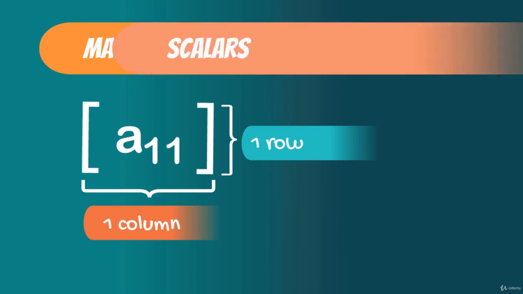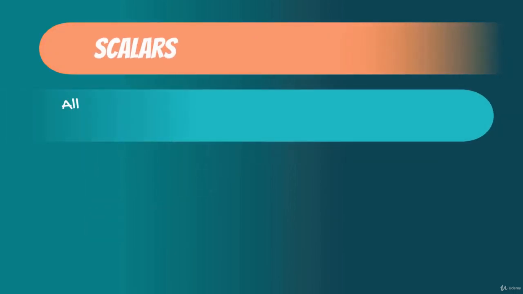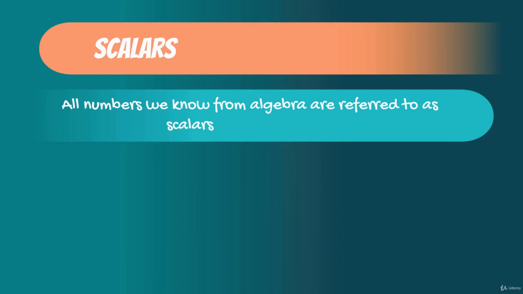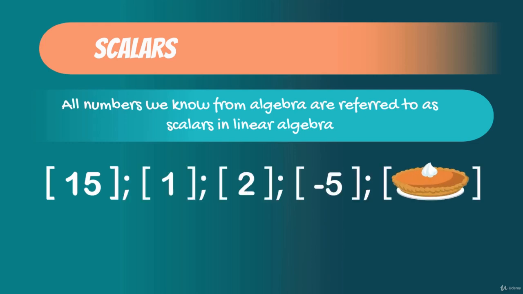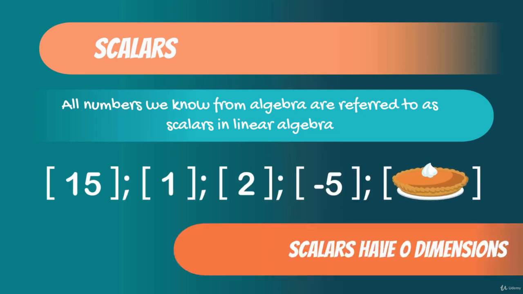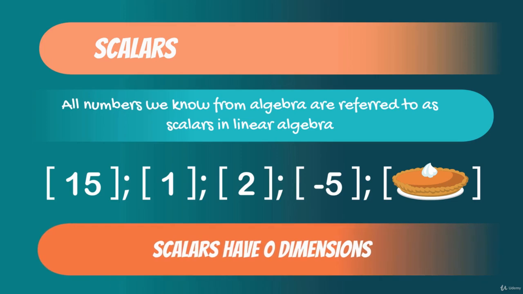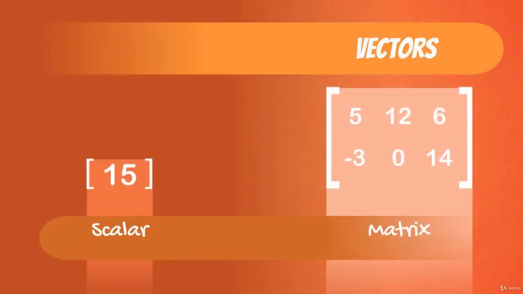That's called a scalar. In fact, all numbers we know from algebra are referred to as scalars in linear algebra. For instance, the number 15 is a scalar. So are 1, 2, -5, pi, and so on. Since scalars are objects with no dimensions, they have important properties we are going to examine later on. For now, we just need to introduce the basic terminology in order to be able to dive into linear algebraic operations.